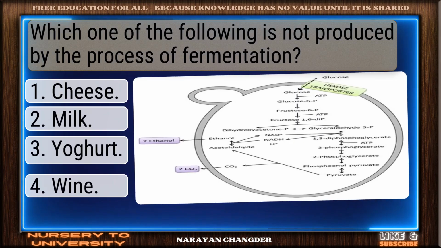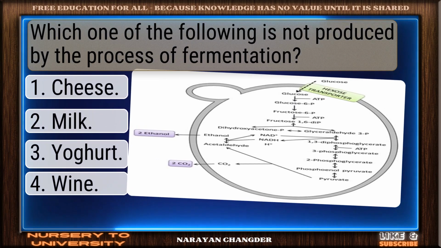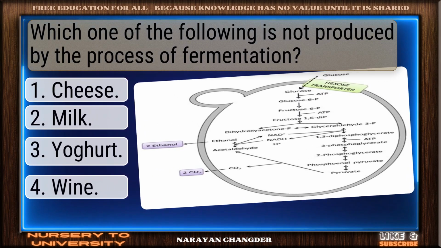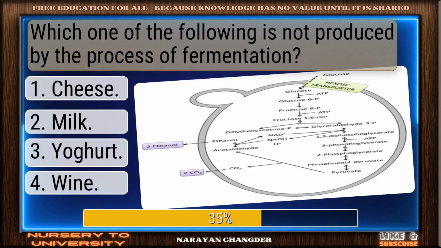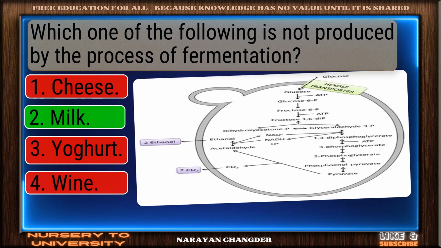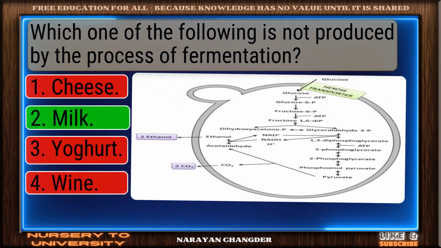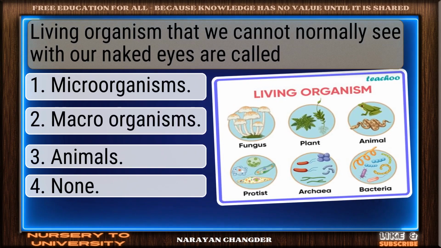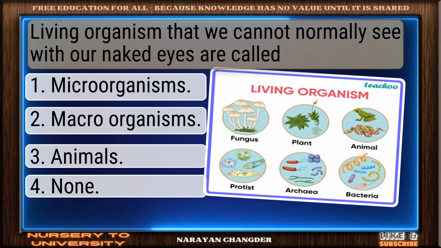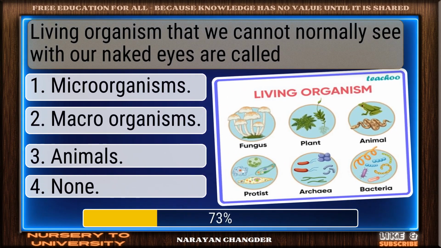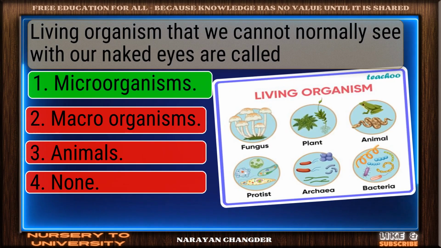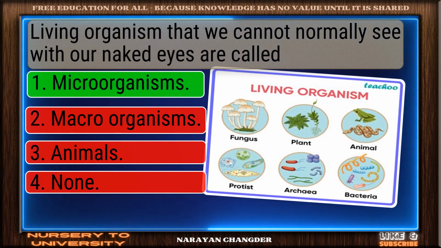Which one of the following is not produced by the process of fermentation? Valid point. Milk is true. Living organisms that we cannot normally see with our naked eyes are called dash? Good job. Your answer microorganisms works well here.